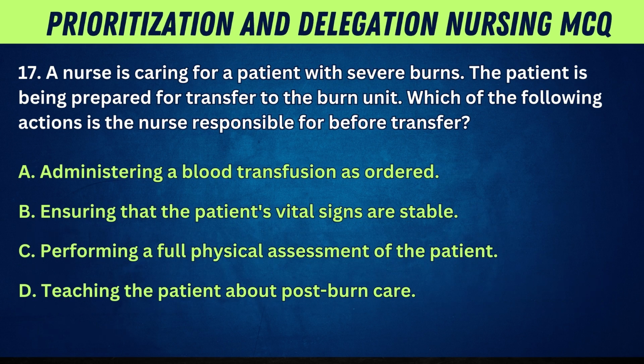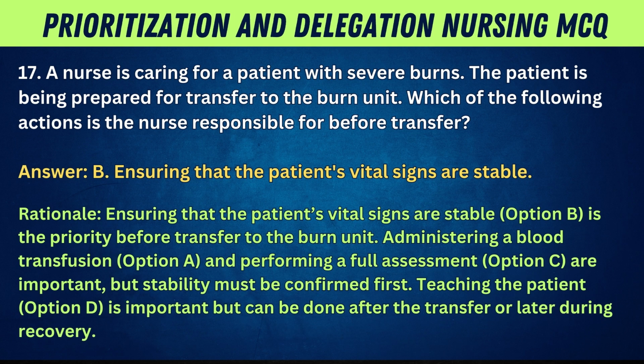17. A nurse is caring for a patient with severe burns. The patient is being prepared for transfer to the burn unit. Which of the following actions is the nurse responsible for before transfer? A. Administering a blood transfusion as ordered. B. Ensuring that the patient's vital signs are stable. C. Performing a full physical assessment of the patient. D. Teaching the patient about post-burn care. Answer: B. Ensuring that the patient's vital signs are stable.